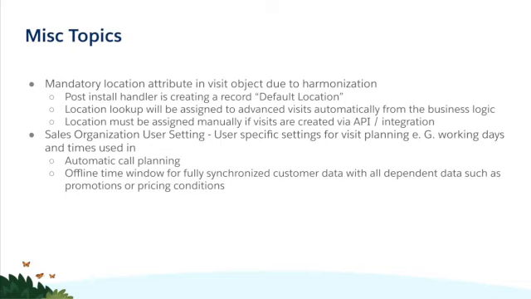And then there was another table called Sales Org User Settings. In Sales Org User Settings, you will find attributes, for example, the working days and working time for users, which are used in the automatic call planning. The same settings are used as well in the time window to synchronize the customer data with all of the dependent data to the offline devices. So this is an important entity as well.